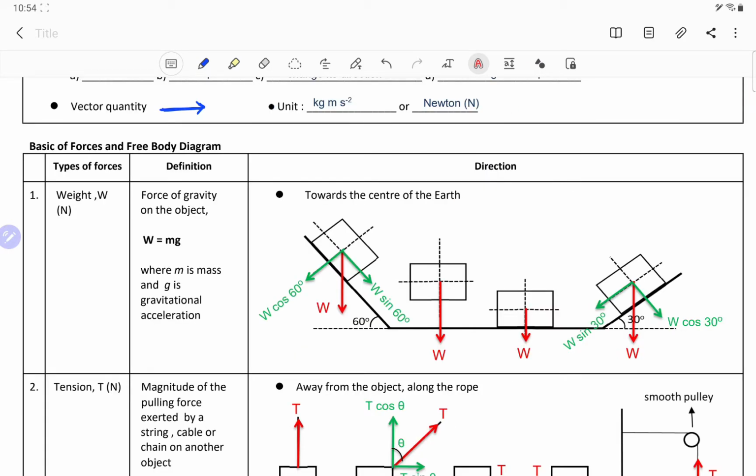Let's look at the first basic force, which is weight. Weight is the force of gravity on the object, where m is the mass and g is the gravitational acceleration. So for any object that has mass, setiap objek yang ada jisim will experience gravitational acceleration. The product of m times g will give you the weight. To draw the vector for weight, the direction is always towards the center of the earth regardless of the position. Tak kisahlah bentuk dia, kedudukan dia macam mana pun, mesti daripada titik pusat dia, the vector is going down.